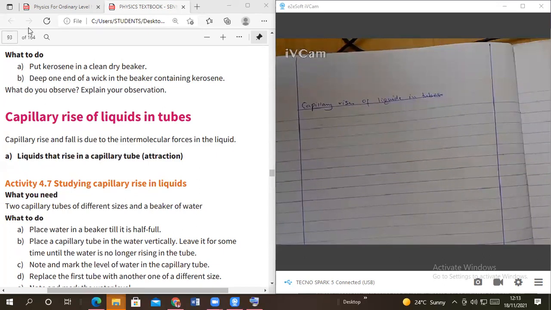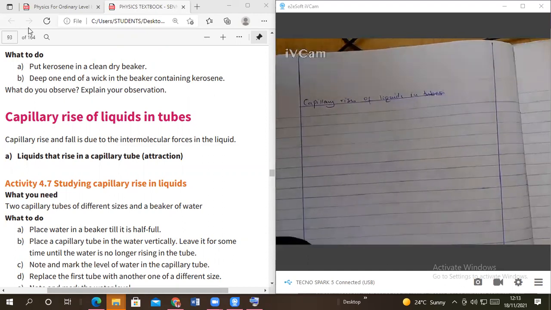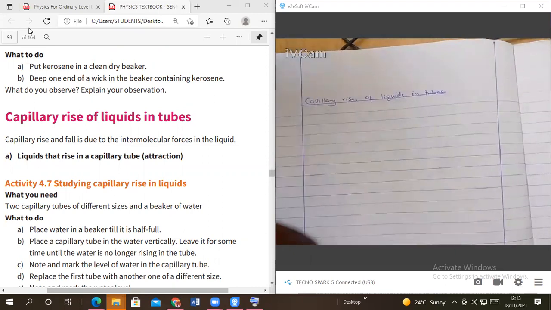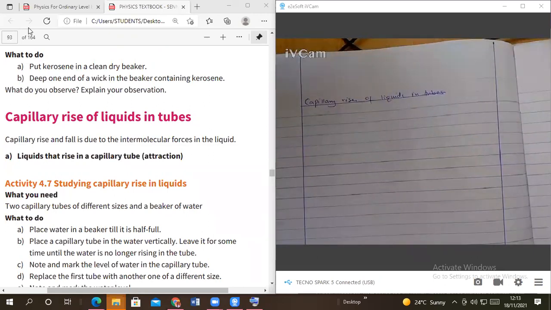So capillary rise and fall is due to the intermolecular forces in a liquid. Give me the name given to the intermolecular forces of a liquid. Which name is given to the intermolecular forces of a liquid? The name given to the intermolecular forces is what we call the cohesion force. Are we together?